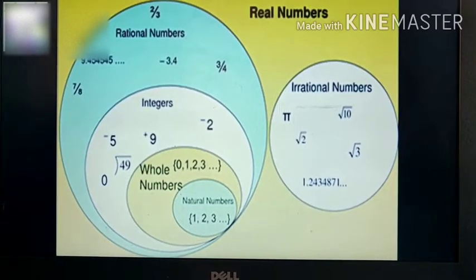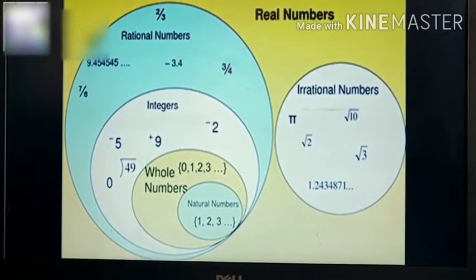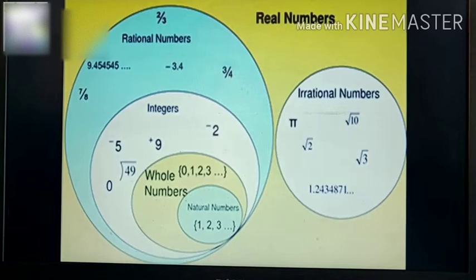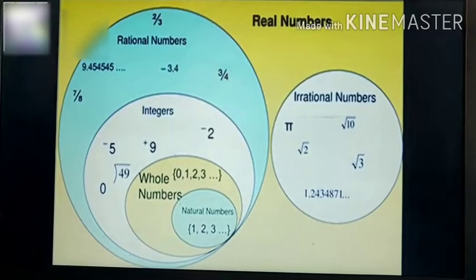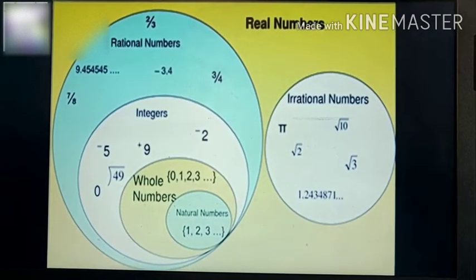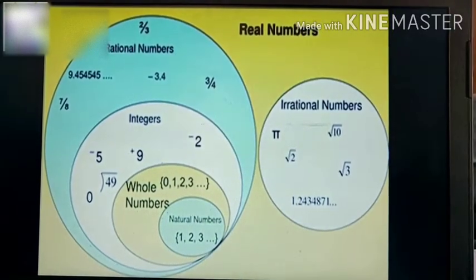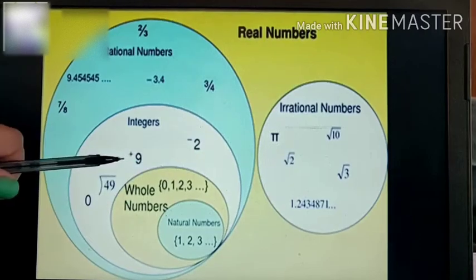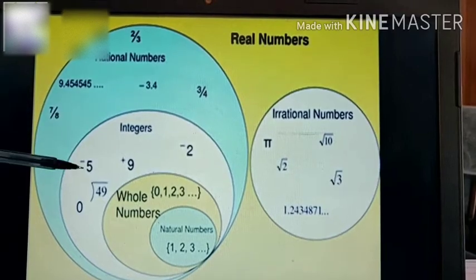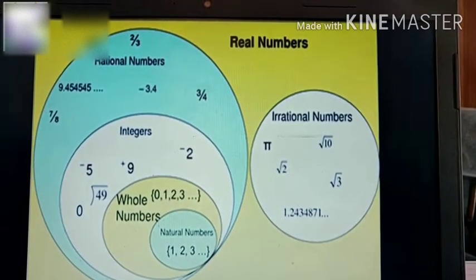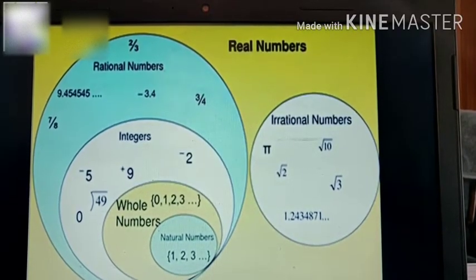Then the next is integers. What are integers? All the natural numbers, 0, and all the negatives of natural numbers are called integers. That means 1, 2, 3 and so on, 0, and negatives of natural numbers, minus 1, minus 2, minus 3, minus 4 and so on. All these are integers. Some examples of integers: minus 2, 9, minus 5, 0. Then under root 49 is 7, which is also an integer.